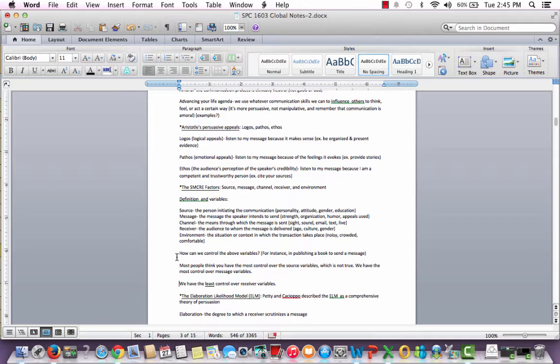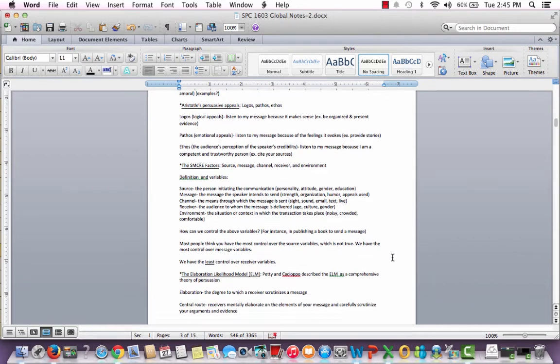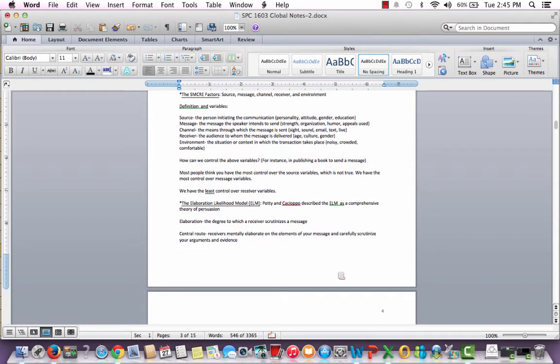We can't control if the receivers actually listen to our message. The elaboration likelihood model, also known as the ELM, was discovered by Petty and Cacioppo, and they describe it as a comprehensive theory of persuasion. Elaboration is the degree to which a receiver scrutinizes a message.